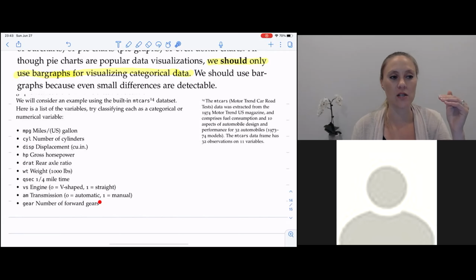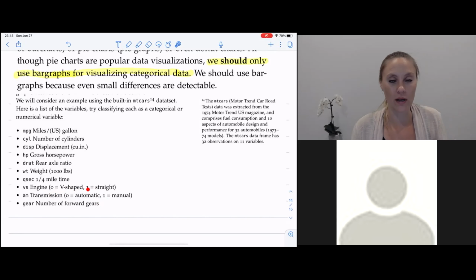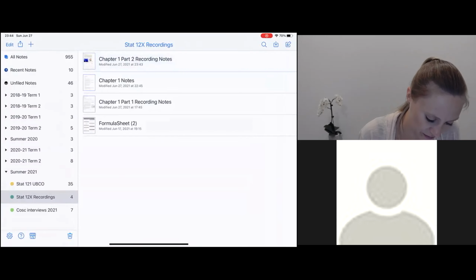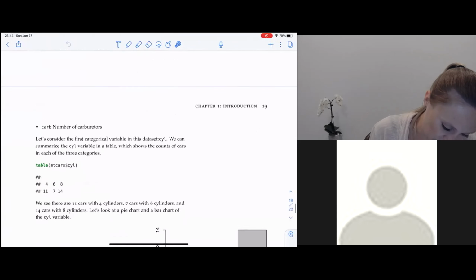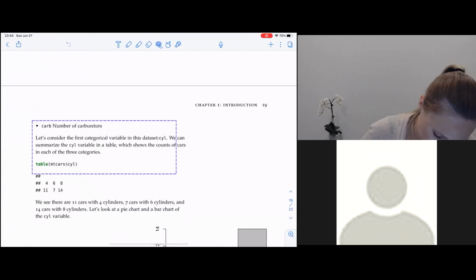So in your data set, you're going to have zeros and ones, and those zeros and ones are really your categories, right? For the engine, 0 means that it's V-shaped, and a 1 means that it's a straight engine. I don't know. And then gear is the number of forward gears. Okay. Oh, and then it got cut off, but the carb is the number of carburetors.